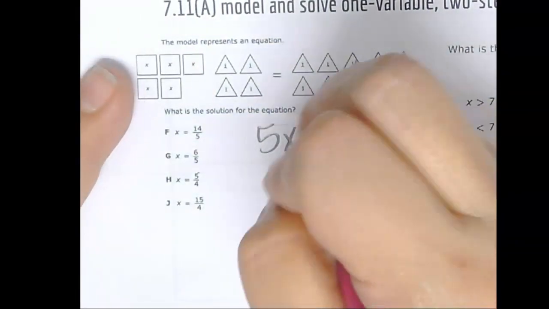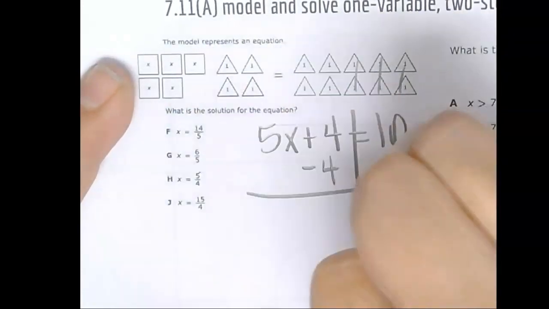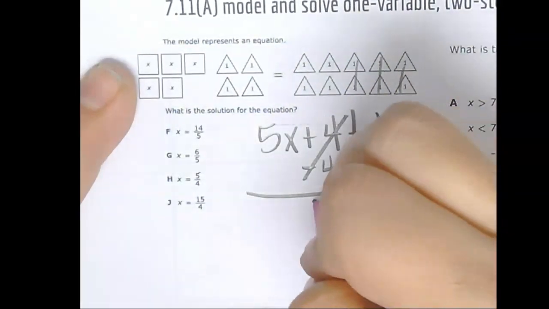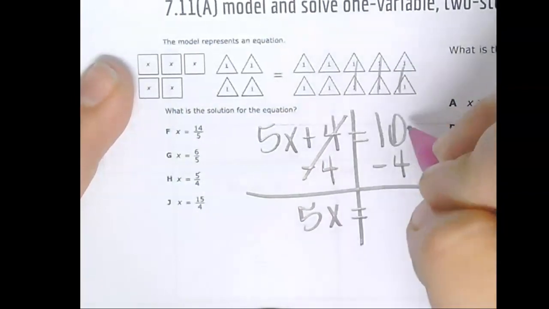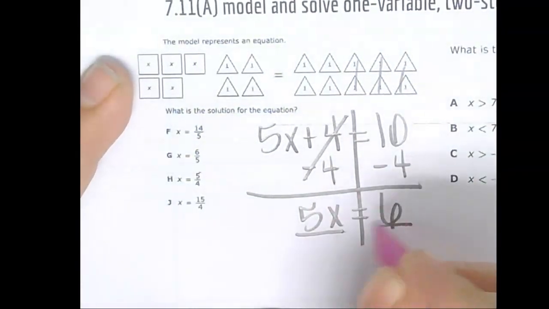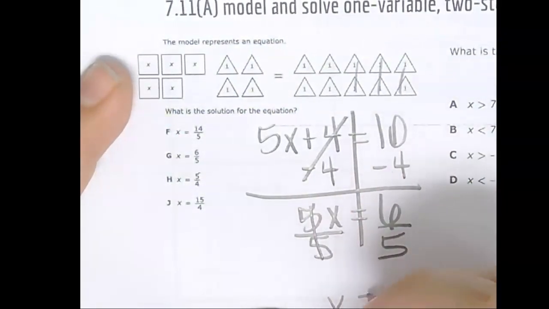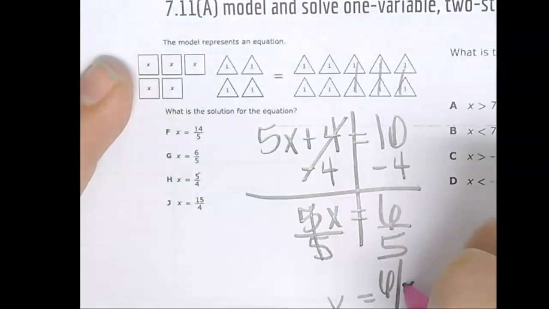All right, so because we have positive 4, our inverse operation would be to subtract 4. It's going to be that negative 4 to create the zero pair. So then we have 5x is equal to 10 minus 4, which is 6. And then we're going to divide both sides by 5. And that would give us x is equal to 6/5.